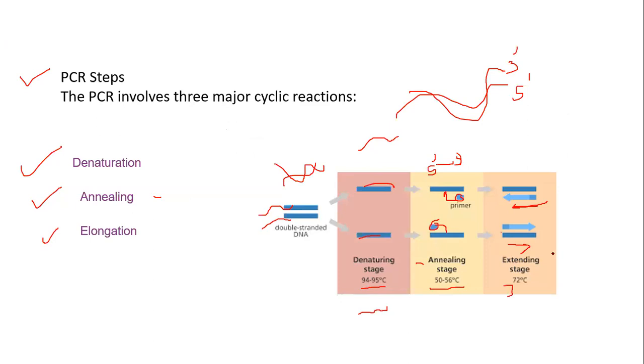And what is the last step? Extending stage at the 70 degree. So we have seen here why we need a thermostable enzyme, because we have to provide a temperature like 94 to 95. That is the first slot. In the second step, we have to provide 50 to 56 degrees, and then again we have to increase the temperature to 72 degrees Celsius.